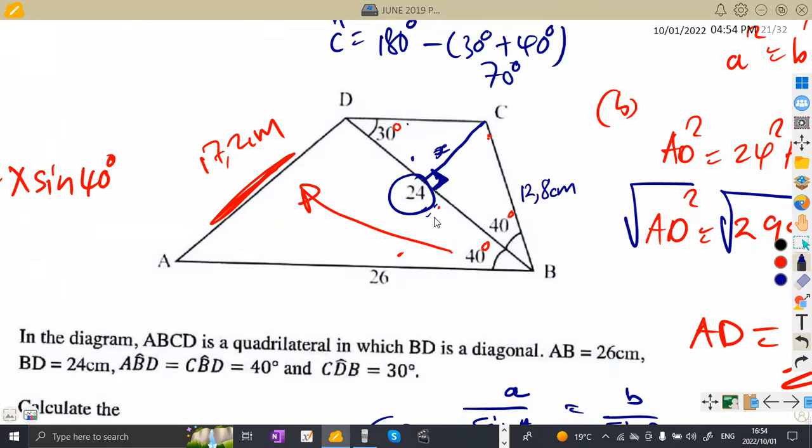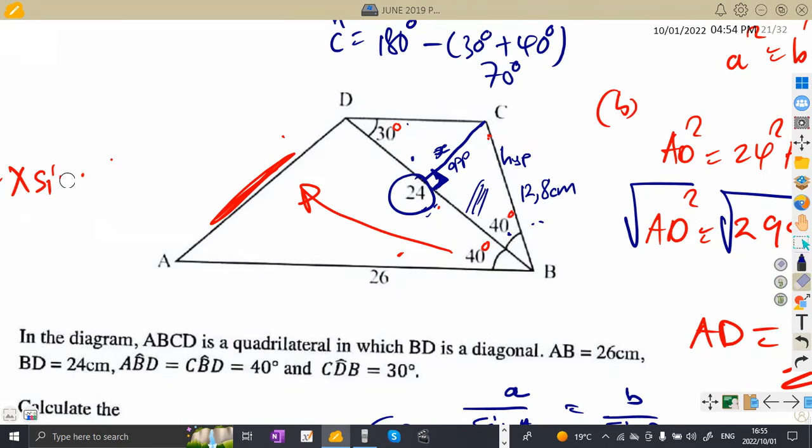So that means we can take advantage of this triangle because we have an angle and a side, so we can use our trigonometrical ratios. From our trigonometrical ratios, according to 40 degrees, this is going to be your opposite, and this is going to be your hypotenuse. So which ratio are we going to use? I'm just going to write it here.